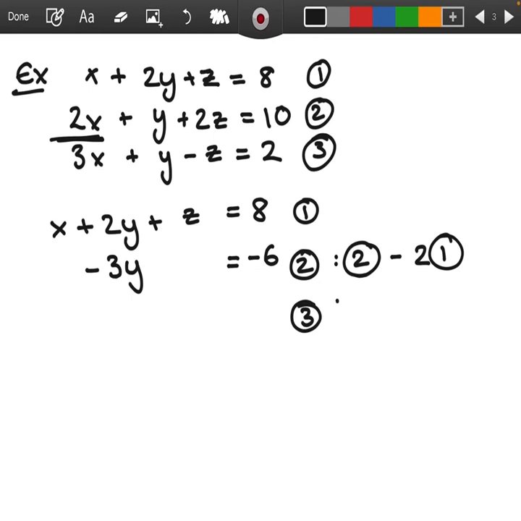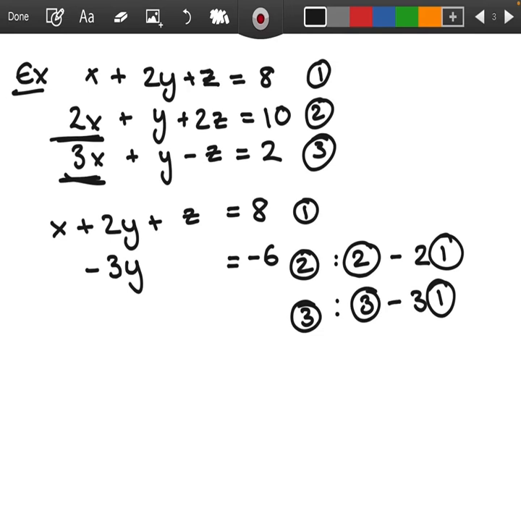Now what happens with my third equation? My third equation, remember, I've got to get rid of this 3x term. I've got to eliminate it. So I'm going to take 3 times my first equation away from my third equation to eliminate that 3x term. So my new third equation is going to be my old third equation minus 3 times my first equation.